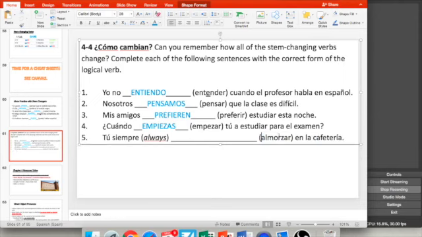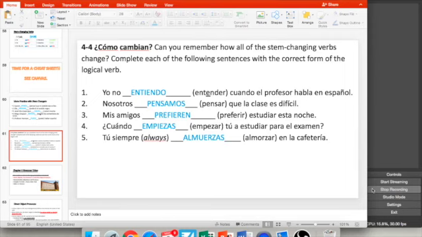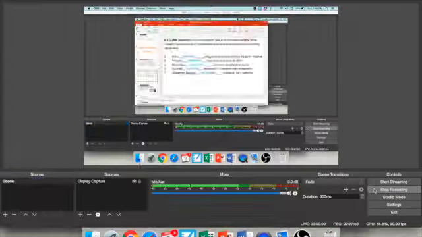We know that almorzar is not an E to IE stem change because it doesn't have an E, which means it also can't be an E to I. It can't be a U to UE either because there's no U. In this case, almorzar is an O to UE stem change. We're going to take our O, go ahead and put our UE in. We get almuerzar, chop off our AR, and we need to add in the tú form an AS to say that tú siempre almuerzas en la cafetería. All right, hopefully you are feeling much better about these stem changing verbs in Spanish.